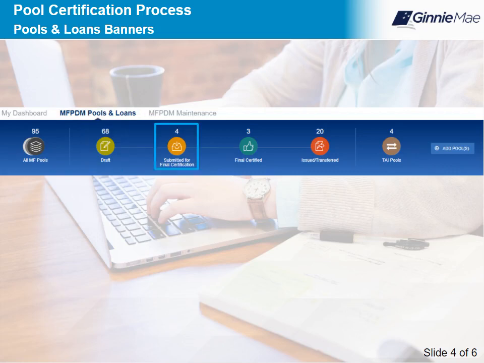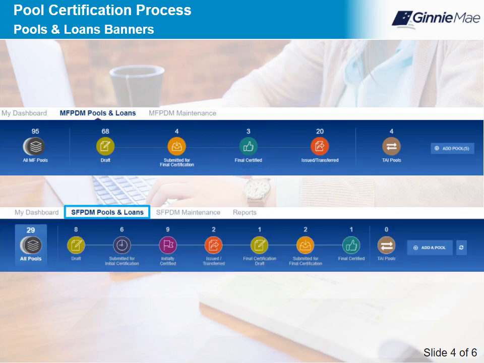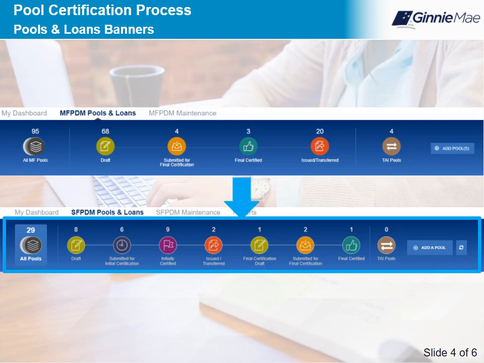In MFPDM, the Pools and Loans blue banner displays a tally of pools by status, including draft, submitted for final certification, final certified, and issued/transferred. In SFPDM, the Pools and Loans blue banner also displays a tally of pools by status: draft, submitted for initial certification, initially certified, issued/transferred, final certification draft, submitted for final certification, and final certified.